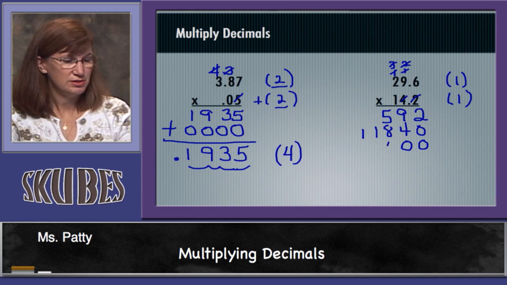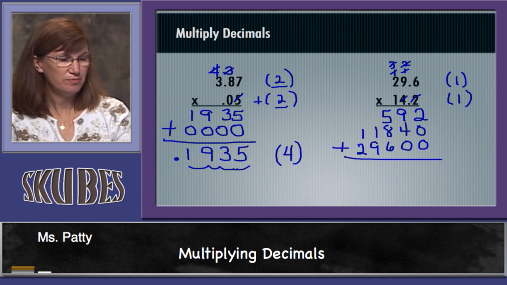1 times 6 is 6. 1 times 9 is 9. 1 times 2 is 2. There was nothing to carry. Now we have 3 partial products. We need to add all of them up.